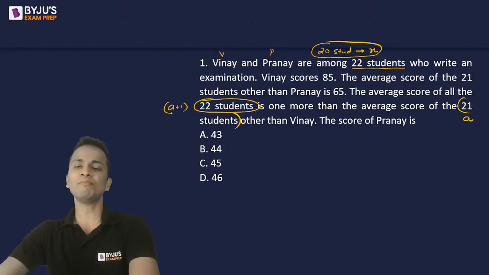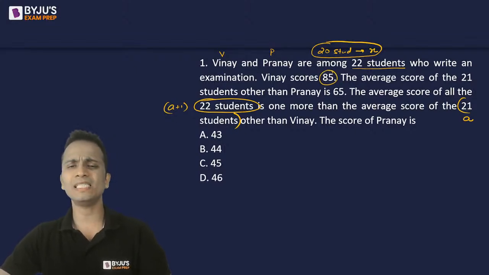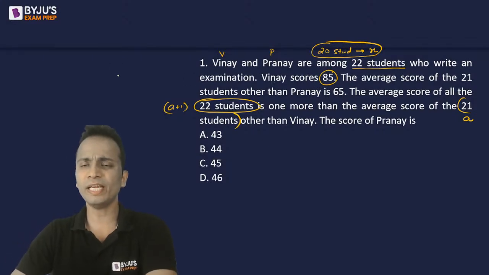So the average of these 22 students will be equal to A plus 1. These are some variables I've taken, and Vinay's score is already given, so you may easily get the values of some of the variables, right? So let's start making equations.